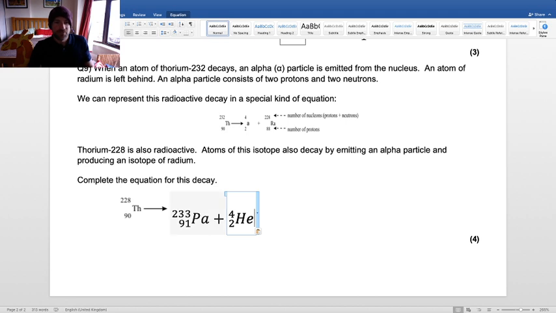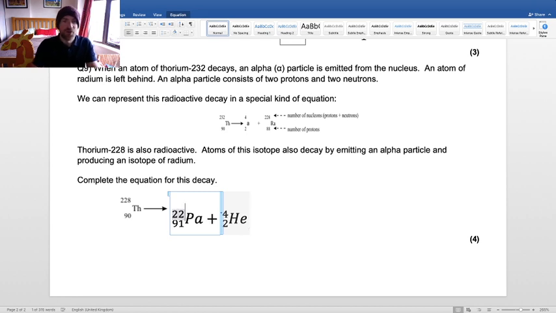Now, we'll get this altered. 228 gives off alpha. That's going to go down by 4. Okay, so we're going to get 224. The bottom number is going to go down by 2, which is 88. Bear with me. Right, that's better.